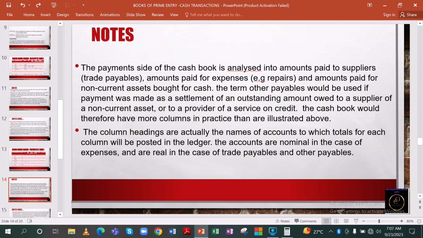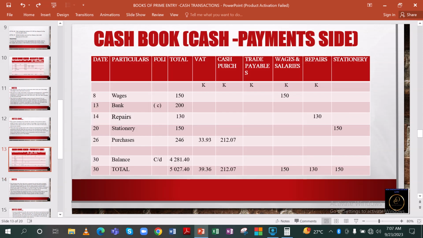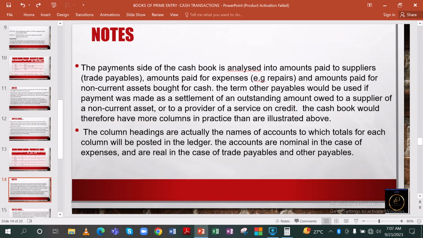So the other point which I want to make reference to is on the cash book payment side. The payment side of the cash book is analyzed again into amounts paid to suppliers. These are trade payables or creditors. Amounts paid for expenses such as repairs, and amounts paid for non-current assets, for instance, which you bought for cash. And the term other payments would be used if payments are made as a settlement of an outstanding amount owed to a supplier, or non-current asset, or to a provider of a service on credit.